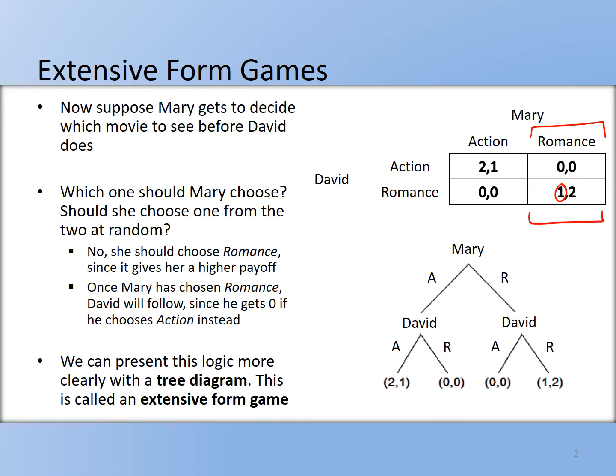These two Davids are facing different decisions, right? So, if Mary has chosen the action movie, David would choose the action movie, as we can see from the payoff here. And if Mary has chosen the romance movie, David would choose the romance movie, as we see from the payoffs here, right? So, depending on what Mary does, David would, in one case, choose the action movie, and in the other case, choose the romance movie.